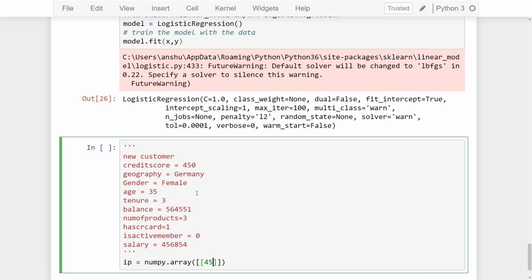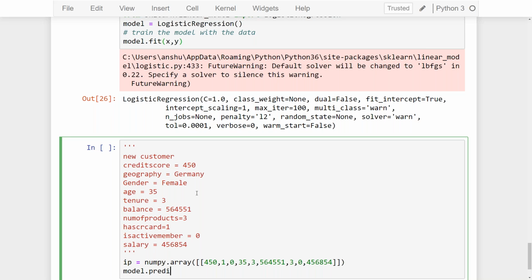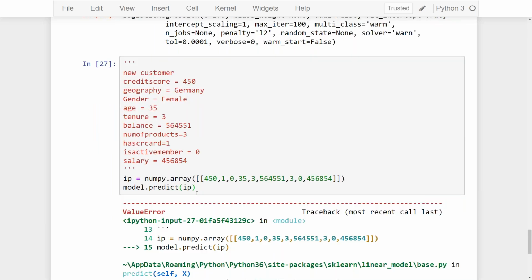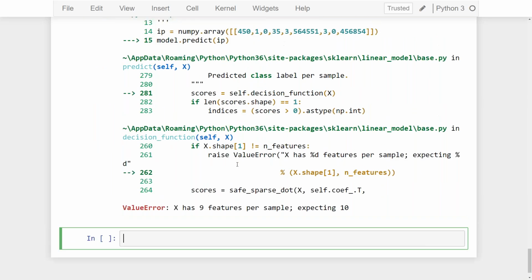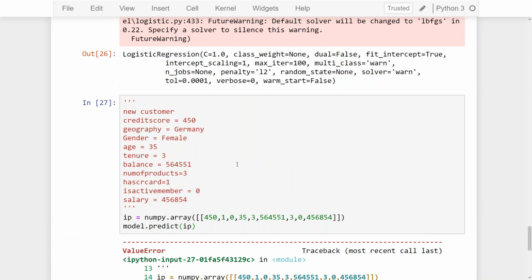We're going to say credit score as 450, comma, Germany as 1, comma, female as 0, comma, 35, comma, 3, comma, 564551, comma, number of products as 3, comma, is active member as 0, comma, 456854. And to make a prediction for this, we'll simply say model.predict on the input. It's going to help us make predictions, and we're getting an error here. Oh, I'm missing something.